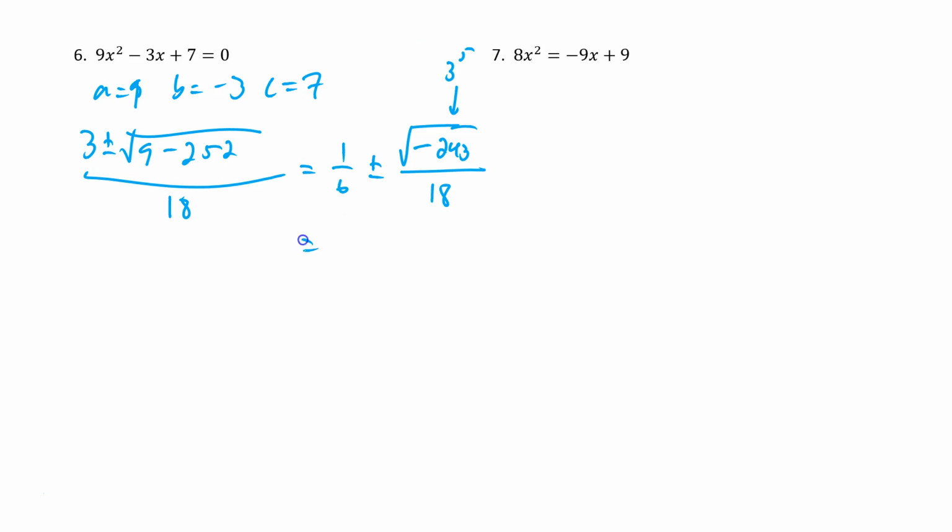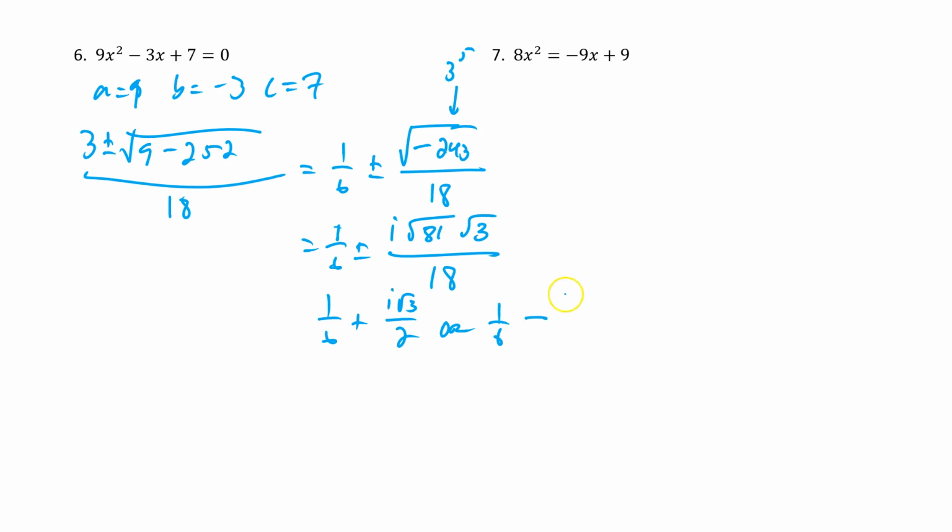Okay, so this is 1/6 plus or minus i, root 81, times root 3, divided by 18. So root 81 is 9. 9/18 is 1/2. So we got 1/6 plus i root 3 over 2, or 1/6 minus i root 3 over 2. Cool.